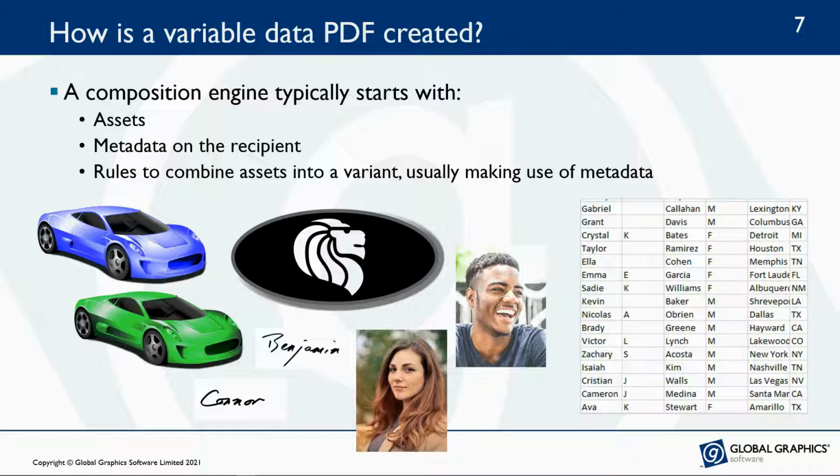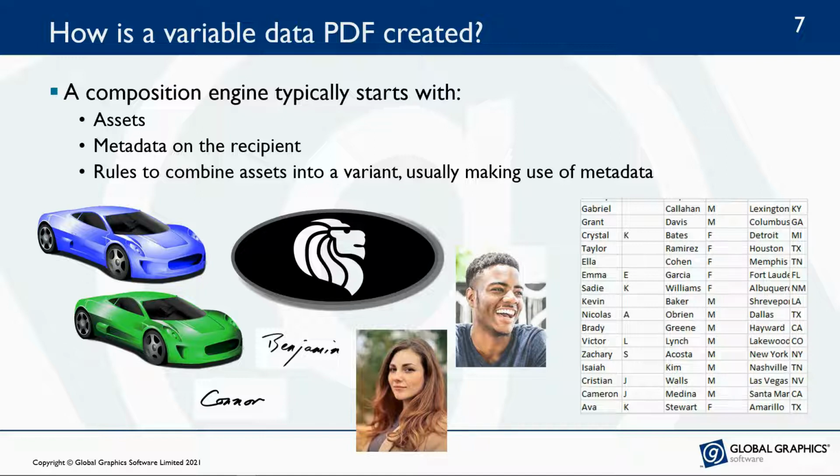In many cases, there will be metadata about the recipients. For direct mail, it might be their shopping history, etc. For serial number on label, it may be number ranges and the formats to be used. And then there's a set of rules required to tell the composition engine how to combine the assets into variants, in many cases using the metadata.